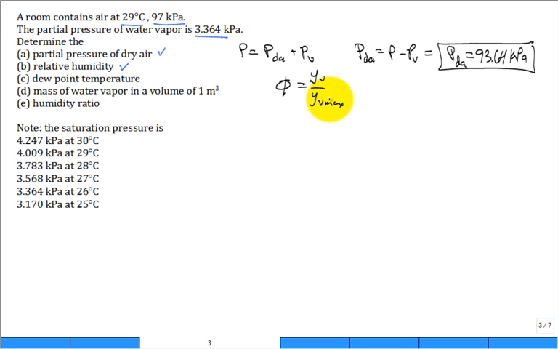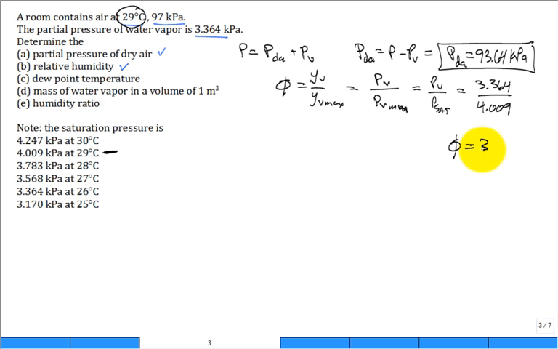Relative humidity, even though it's a mole fraction of vapor currently divided by the maximum mole fraction possible if it would be saturated air at that dry bulb temperature, we always use the partial pressure, and that maximum partial pressure, if it would be saturated air at the same dry bulb temperature, is the saturation pressure at the dry bulb temperature of 29. So you pick up the 3.364 kilopascal divided by 4.009 kilopascal, and the relative humidity comes in at 83.9%.